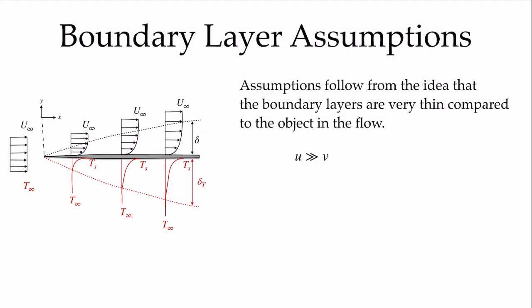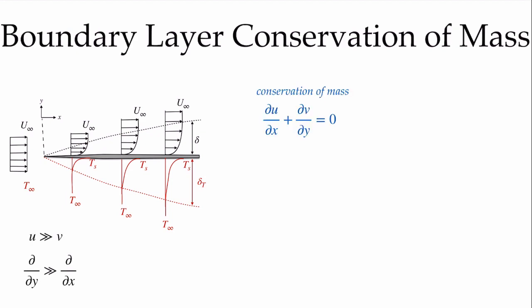And equally importantly, the changes in the y direction are going to be much, much bigger than the changes in the x direction. This layer is very thin. We're going from 0 to u infinity over a very thin layer. And so our changes normal to the plate are much more significant than our changes in the flow direction. And this enables us to actually greatly simplify the flow equations.